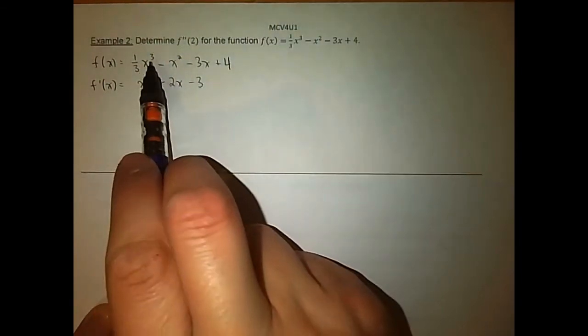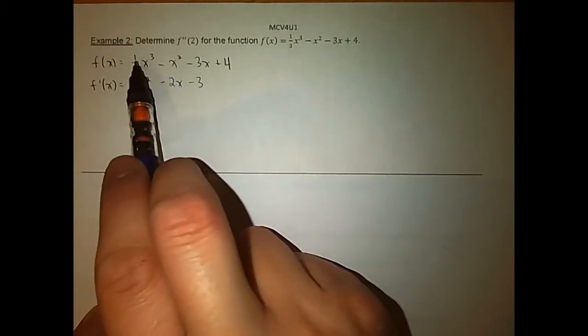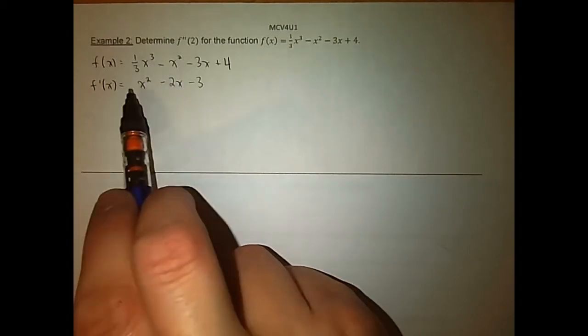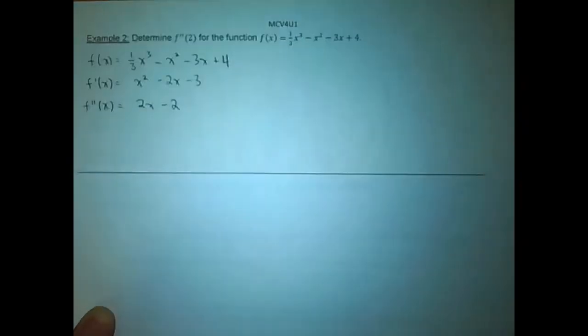I move the exponent to the front here, according to my derivative rules. 3 times a third just becomes 1, so that's why it becomes 1 there. So that's the first derivative. I'll find the second derivative now. I get 2x minus 2, and we want it for x equals 2. And there we go.